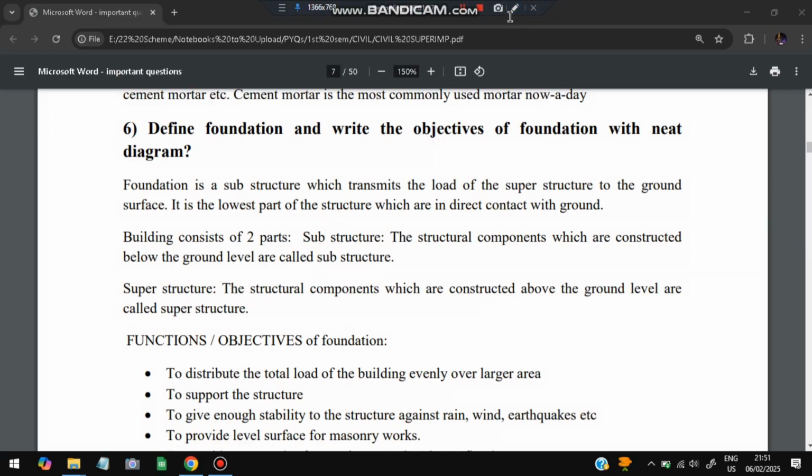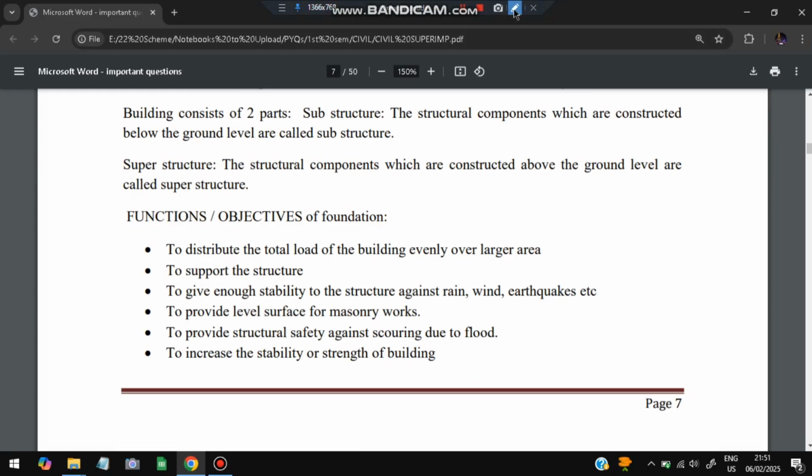Okay, so the functions and objectives of the foundation are to distribute the total load, to support the structure, to give enough stability to stand, to provide a level surface for the masonry works, to provide structural safety against scouring due to flood, and to increase the stability and strength of the building.